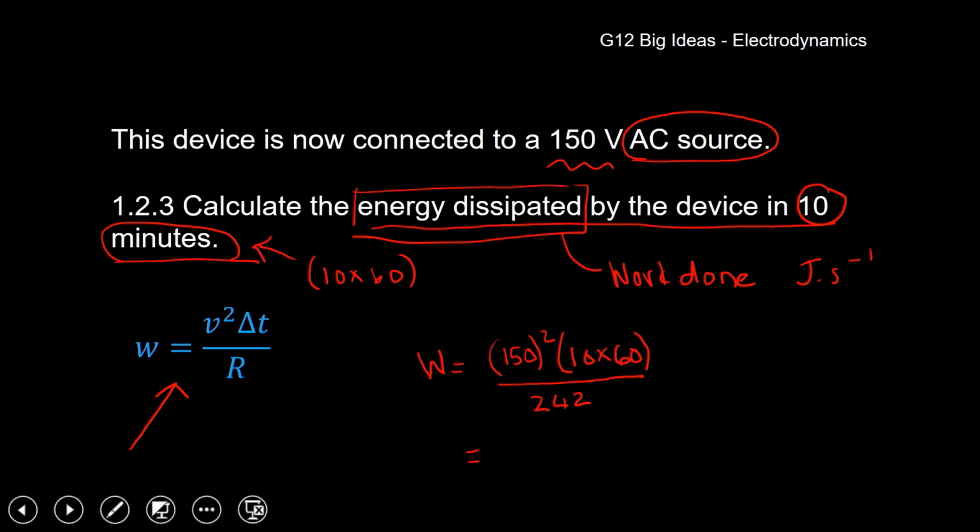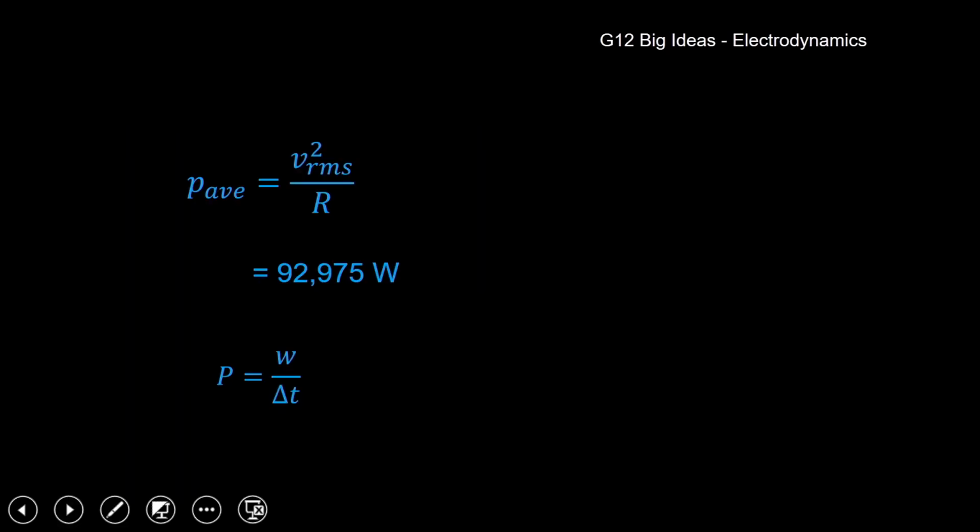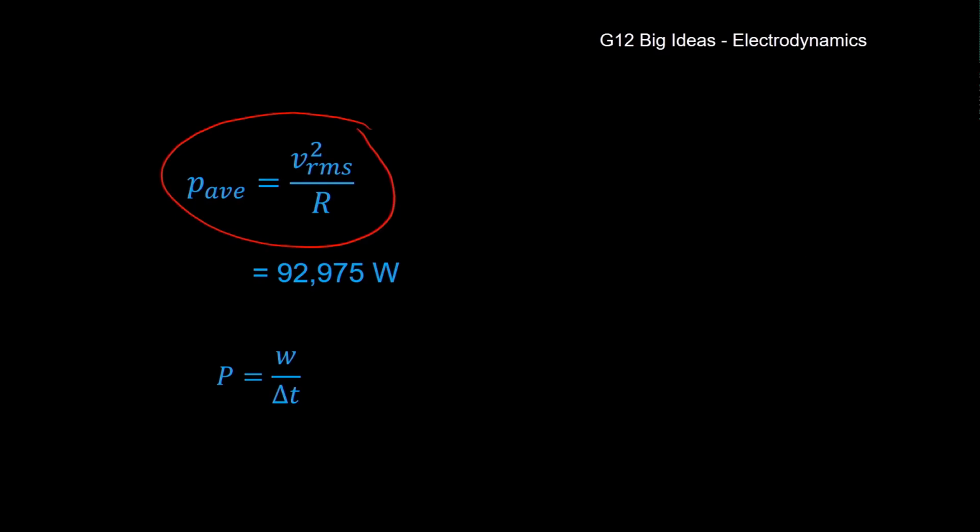What happens if you choose a different formula? So I have this formula that I could use where I find out the power. So I calculate the power using V squared RMS over R. So the V we know is 150 squared divided by 242 ohm. And then I get an answer of 92,975 watt.